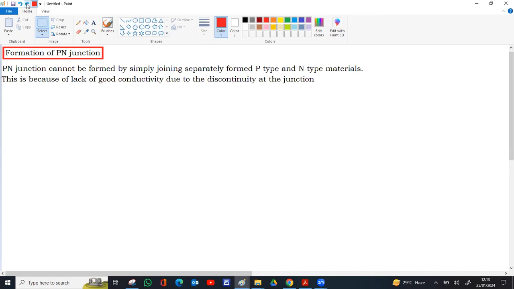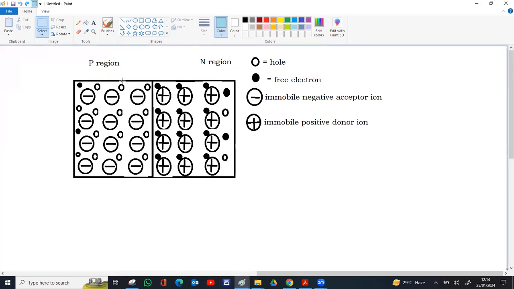The problem can be solved by taking a single silicon crystal and doping one side with group 15, so that side acts as N-type, and the nearby side with group 13, so it acts as P-type. So there is no discontinuity, as there is already the crystal structure of silicon. In that we are doping one side with group 13, and the nearby side with group 15. The process simply looks like this.